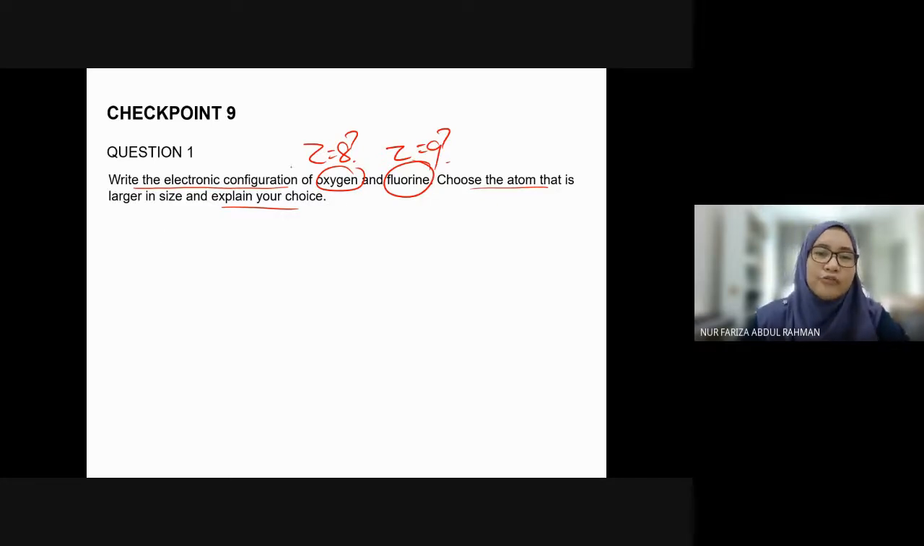So now how do we write the electronic configuration for oxygen? Let's start with oxygen. We will do it together.